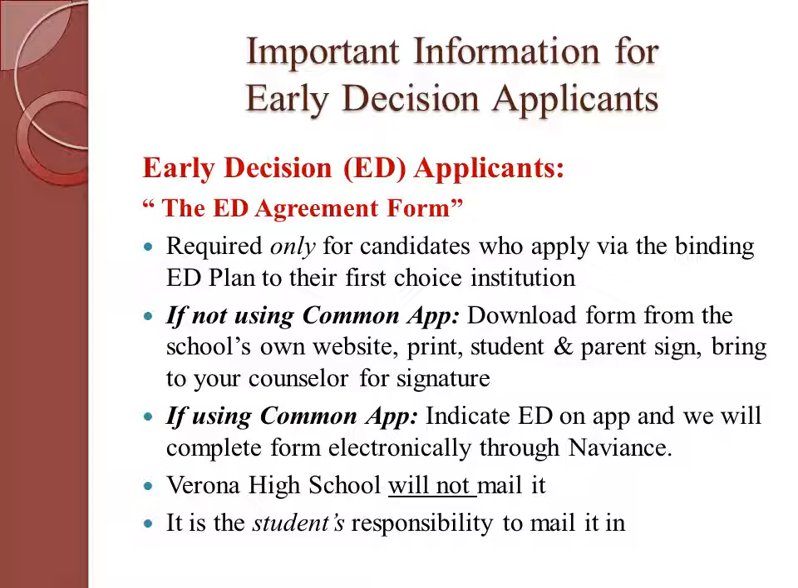If the school is not a Common App school, the ED Agreement Form will be on the college's website and must be printed out and signed. Verona High School will not mail the form. It must be mailed in by the student. If your early decision school uses the Common App, you must indicate on the application that you're applying early decision, and the school counseling office will complete the early decision form electronically through Naviance.